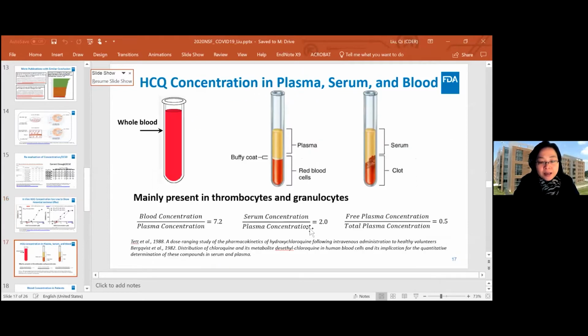It turned out that there are many tricky issues for this drug. Some publications directly compared the blood or serum concentration with the in vitro EC50 value. In fact, hydroxychloroquine is also accumulated in the different blood cells, meaning thrombocytes and granulocytes. As a result, the whole blood concentration is on average 7-fold of the plasma total concentration. Even the serum concentration is about 2-fold of plasma concentration because during the blood clotting process to generate the serum, some of the drug in the different blood cells diffuses back to the serum.